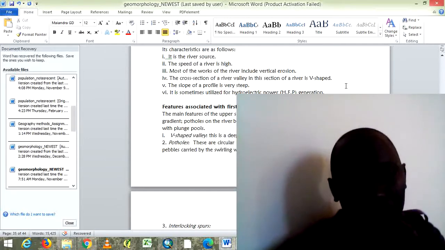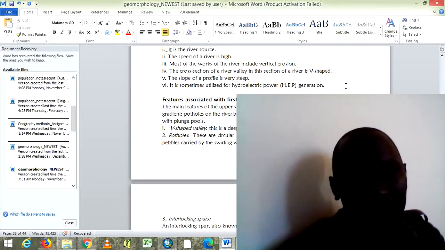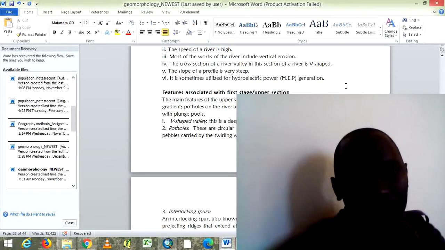We have potholes. I already told you that potholes come as a result of attrition, the hopping of material on the valley floor. These are small circular depressions on the riverbed. They are formed when pebbles carried by swirling water cut circular depressions within the river's bed. So potholes are very common in the youthful stage.